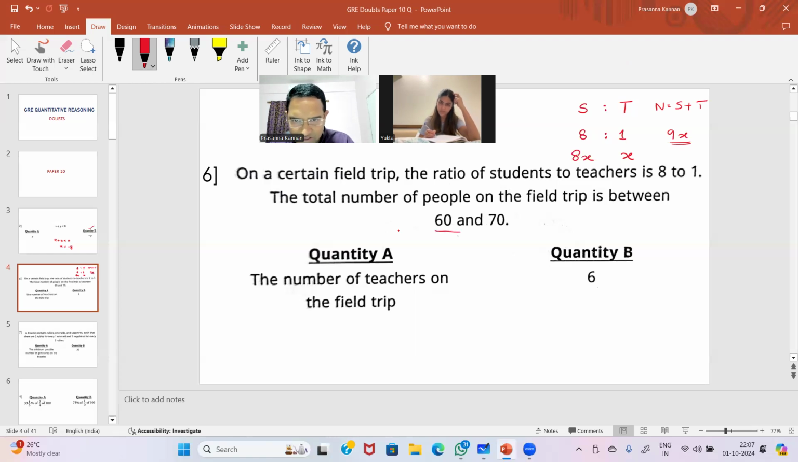We know the total number of people is between 60 and 70, which means 63 is the number. So 9x is 63, which means x is 7. So that's the number of teachers, correct? And the number of students is 8x, which is 8 into 7, 56. So teachers is 7. So quantity A is greater than quantity B. Got it. Correct.